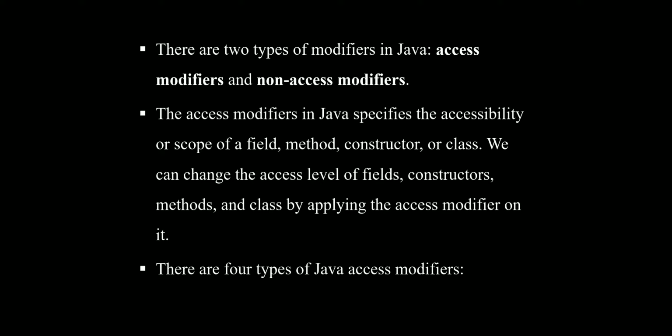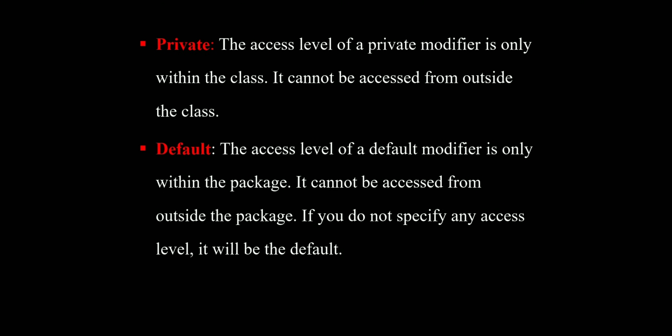And there are four types of access modifiers in Java. Those are private, protected, public and default. Now we can discuss one by one. First one is private. The access level of private modifiers is only within the class. It cannot be accessed from outside the class.